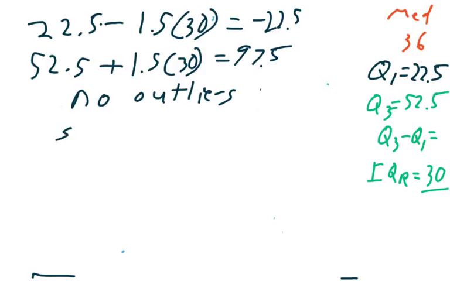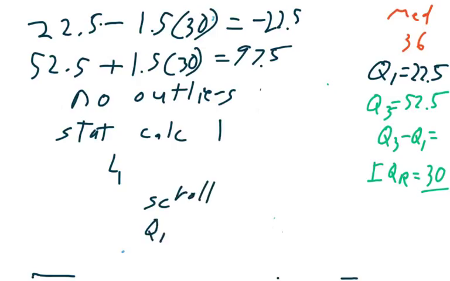If you do Stat Calc 1 and then you choose whatever list you're in, so mine happened to be in list 2 this time, yours could have been in list 1, and you scroll down, you will see the Q1, the median, and the Q3 to be the same thing we got here.